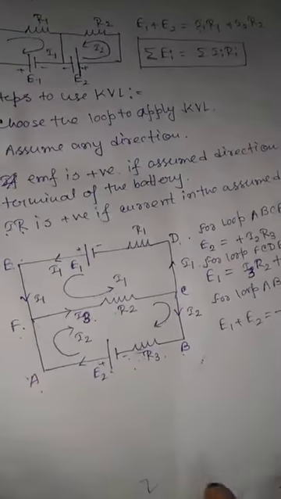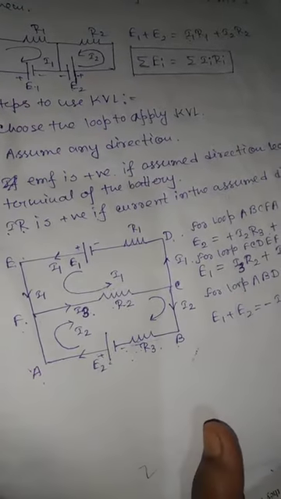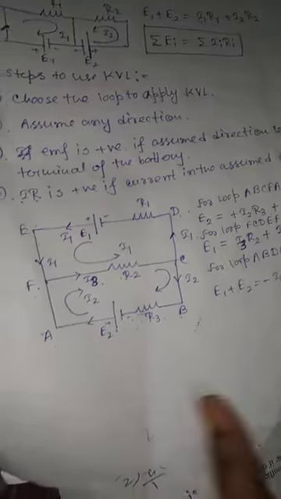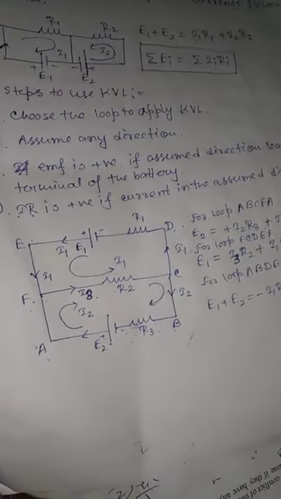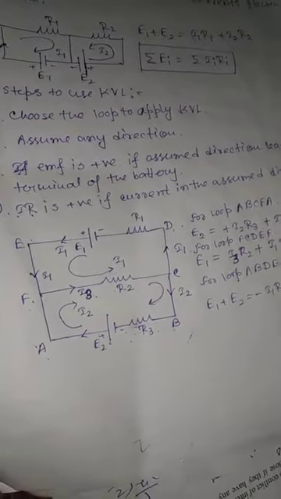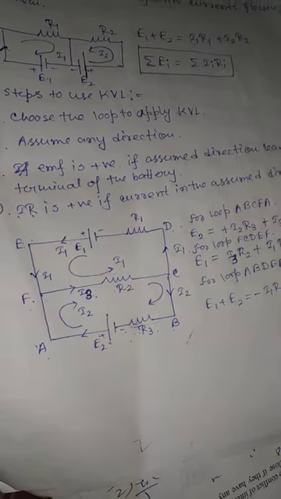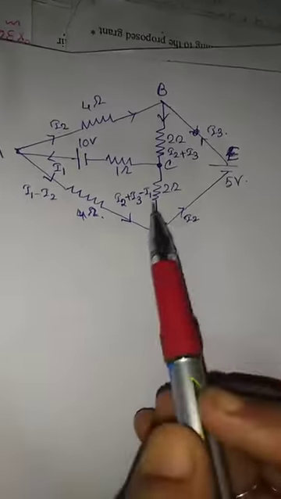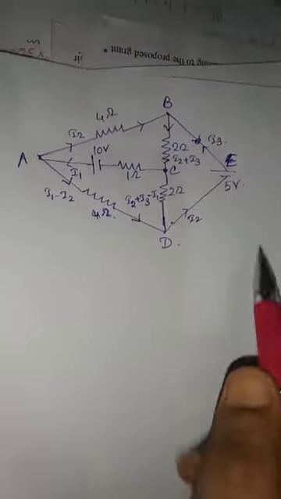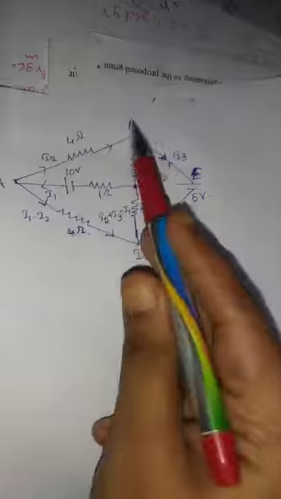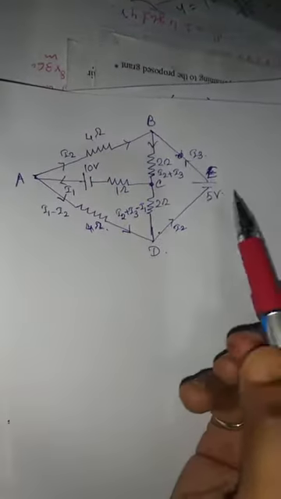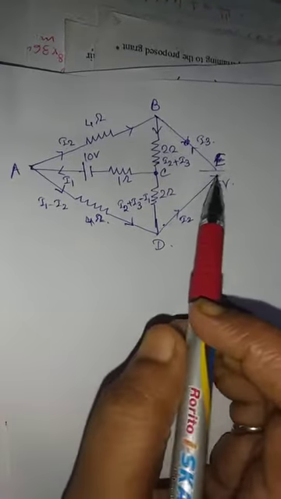Okay. So like this I will consider the whole process. Next I am taking another example and solving it. So let us take this example. This is the circuit A, B, C, D, E. I have drawn this.